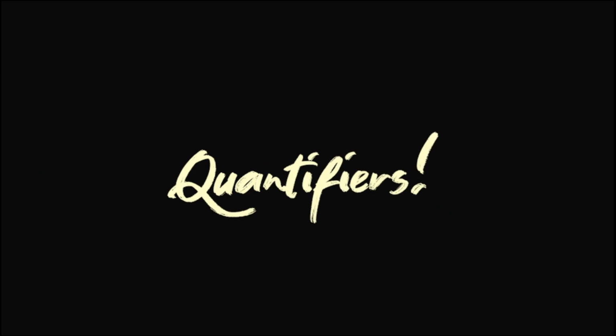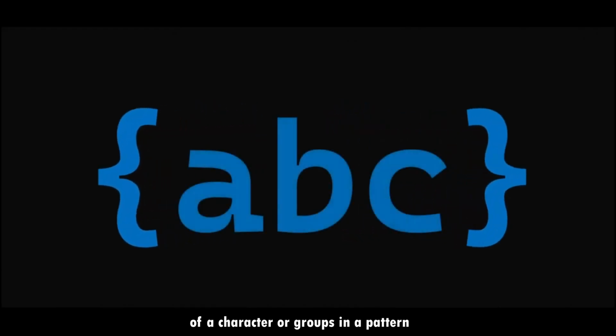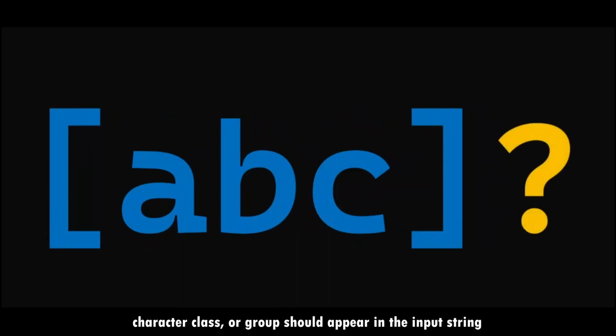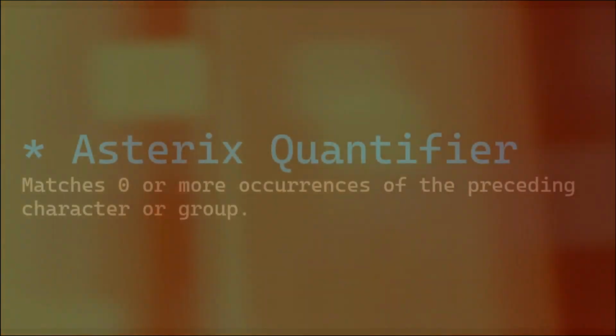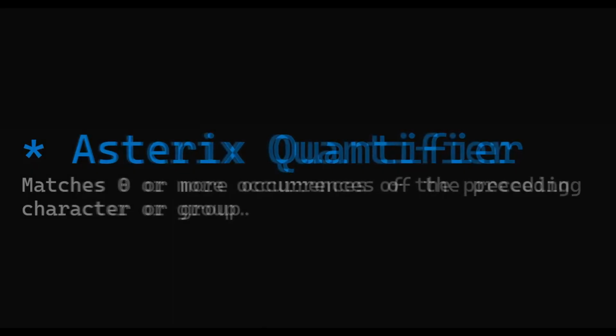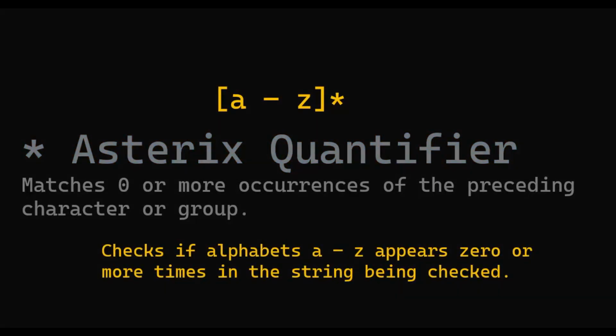Now we take a look at quantifiers. They are symbols that specify the quantity or range of occurrences of characters or groups in a pattern. They allow you to define how many times a particular character, character class, or group should appear in an input string. Here are some of the quantifiers. If we put asterisk, it checks for 0 or more occurrences of the preceding character or group. This means that if we write asterisk after our regex pattern matcher, then it will be returning true if the pattern is happening for 0 or more times in the text that we are checking for.